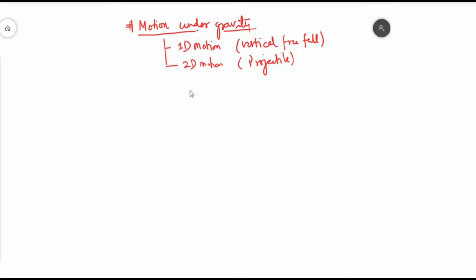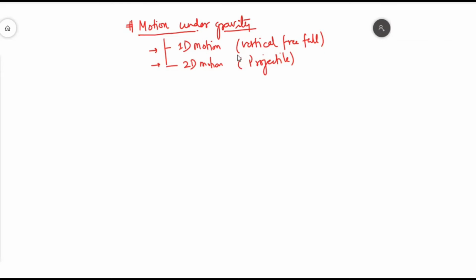Hi, welcome back. This is the second video in the kinematics series, and in this video we'll be learning about motion under gravity, and that is going to fall under two cases. One is going to be the 1D motion, and that is basically vertical free fall, and the second one is 2D motion or the projectile motion.